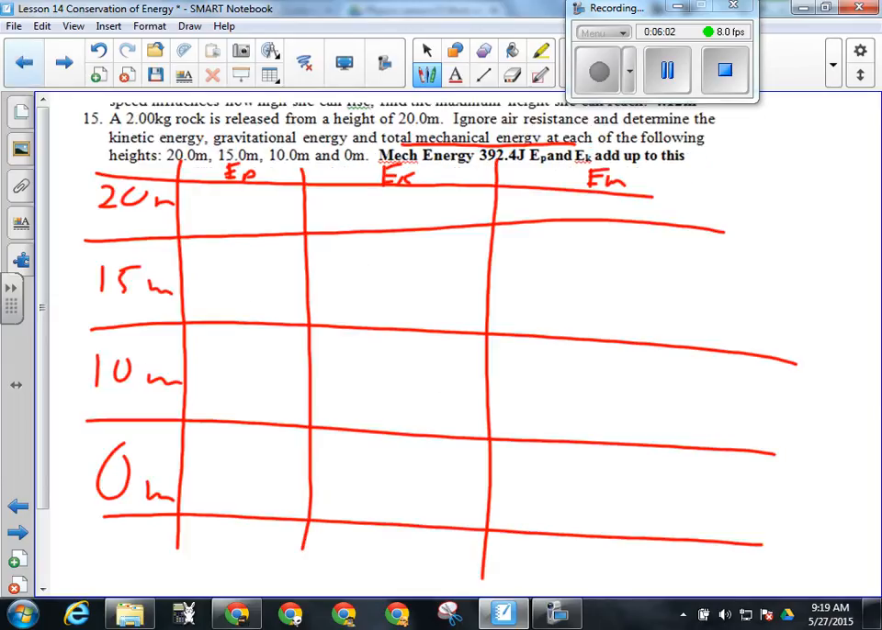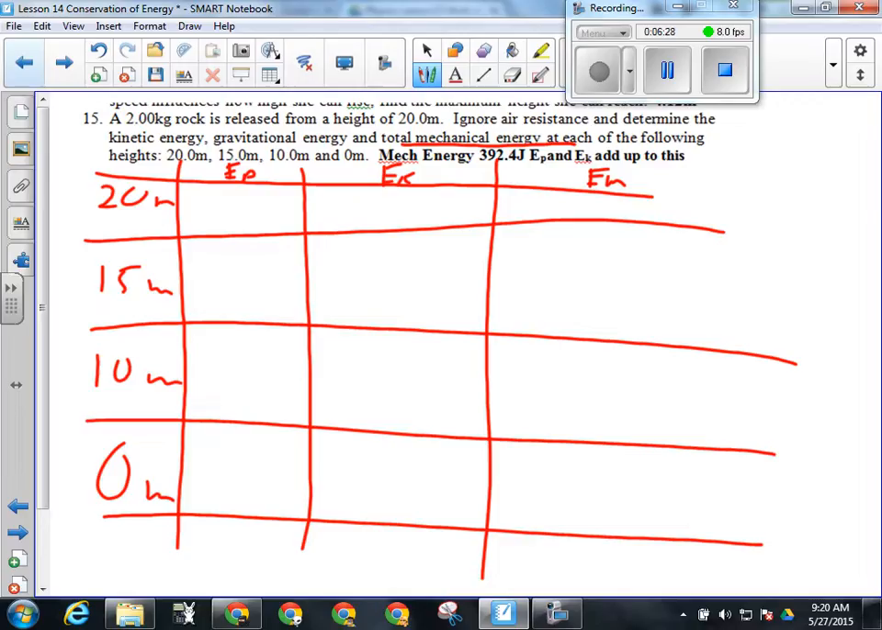15? Okay, so 15 is, you have to do a little bit of calculating, but after that, it's quite straightforward. It's basically fill this table in. Okay, so I have a 2-kilogram rock that's released from a height of 20 meters. So it's released. That means dropped. So what kind of energy does it have at the beginning of this question? Potential only.